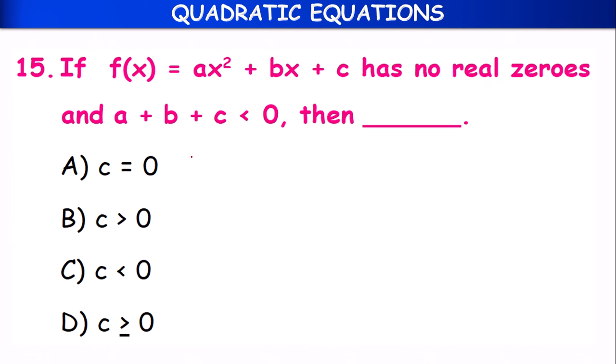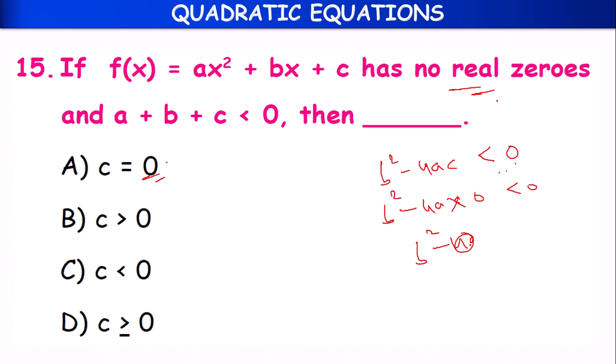Suppose in option A, they give c equal to 0. B square minus 4ac less than 0, this condition to be satisfied for no real zeros. If c equal to 0, then what happens? B square minus 4a into 0 less than 0. 4a into 0 will become 0. So b square minus 0, b square less than 0.